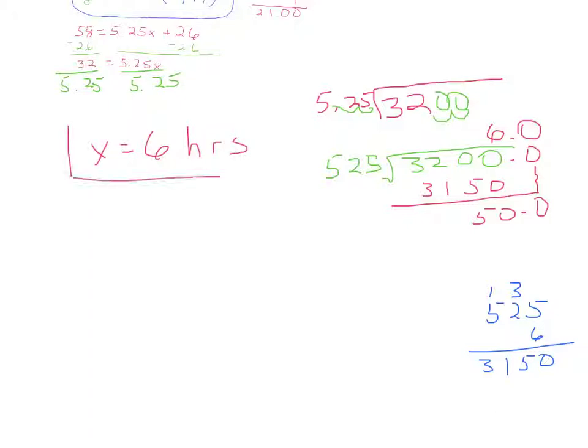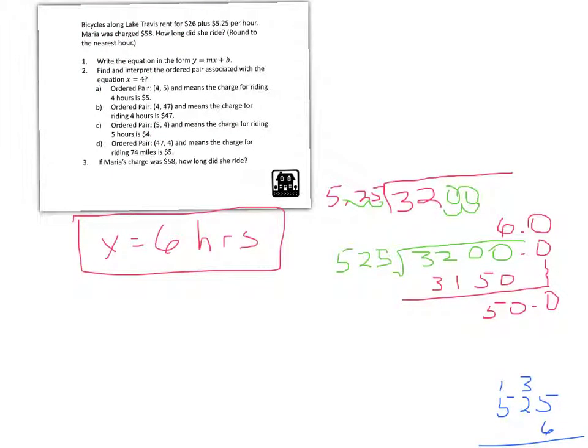So that should make you glad you're going to be using your calculator again in the future. But basically all we did was we divided both sides by 5.25 and rounded, and we get that x equals 6 hours. So to refresh what we're doing here, the question was, if Maria's charge was $58, how long did she ride? And the answer is 6 hours.